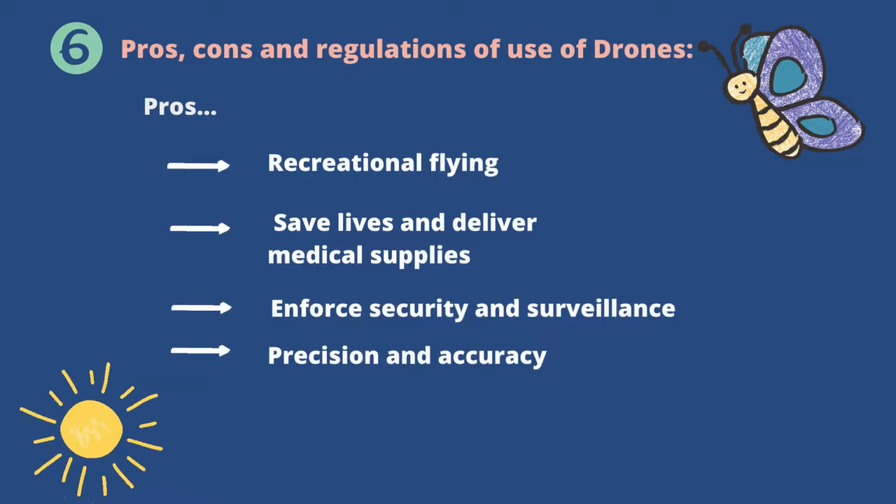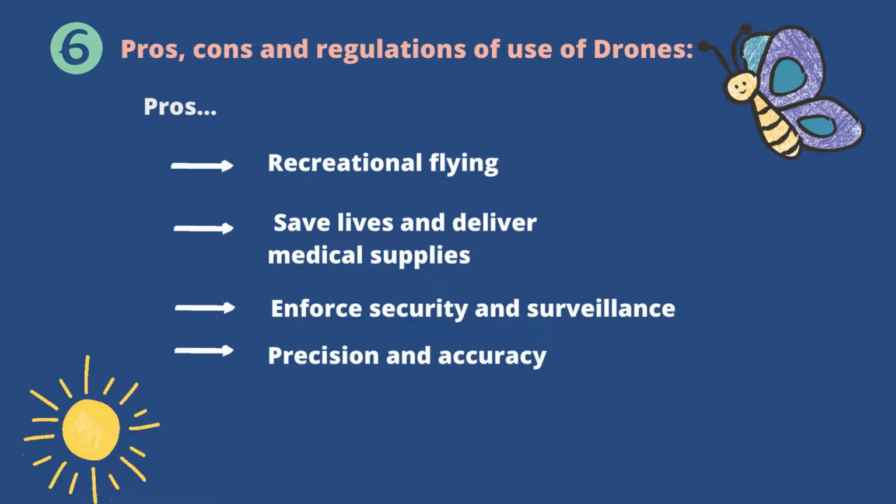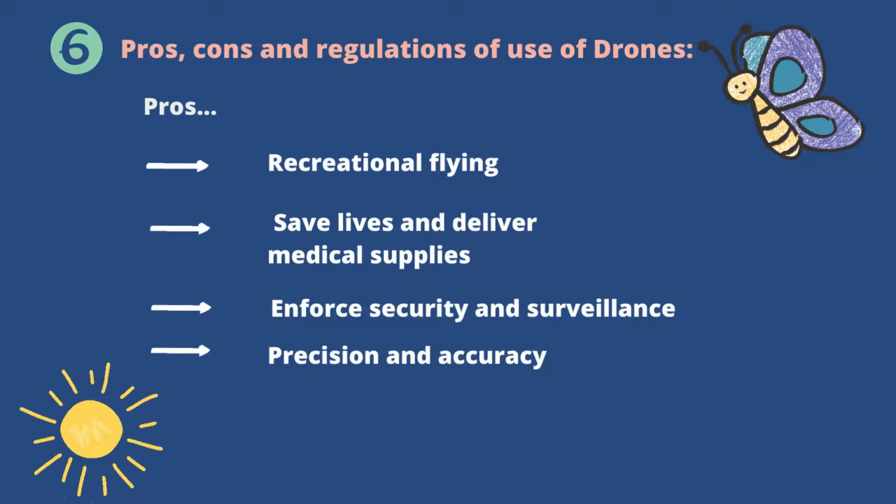Number 6. Pros, cons, and regulation of use of drones. Pros. Recreational flying. Save lives and deliver medical supplies. Enforce security and surveillance. Precision and accuracy.